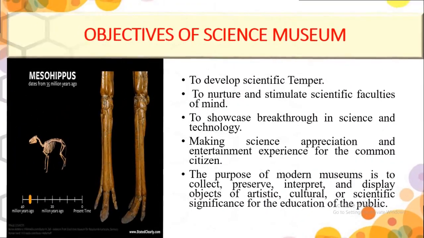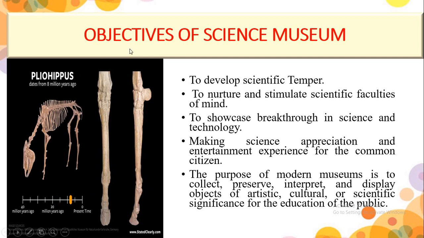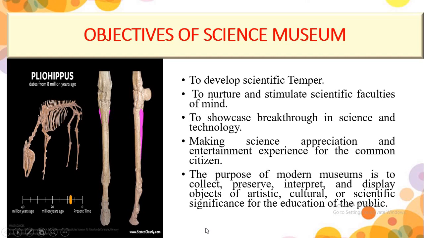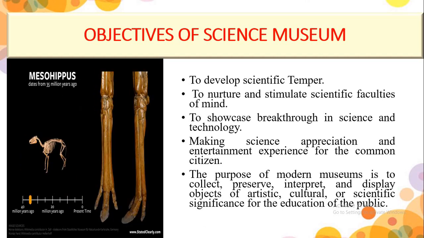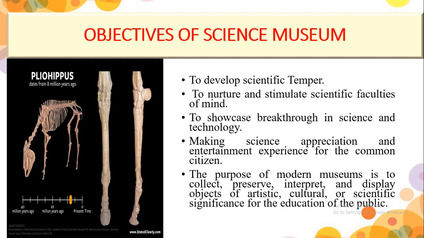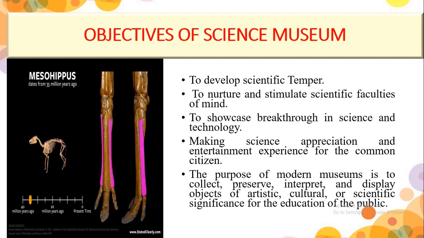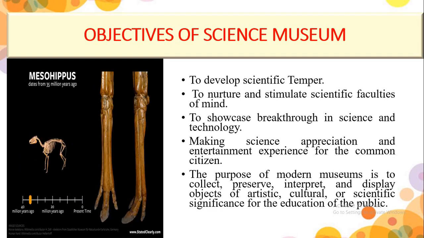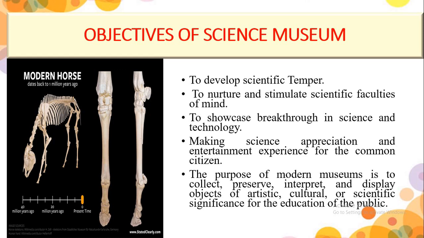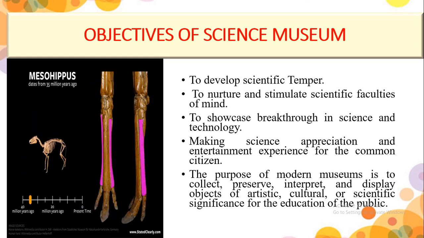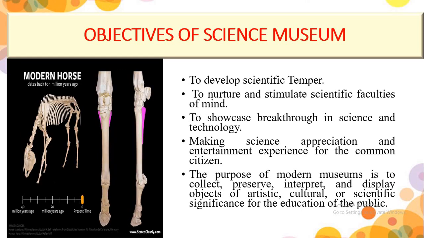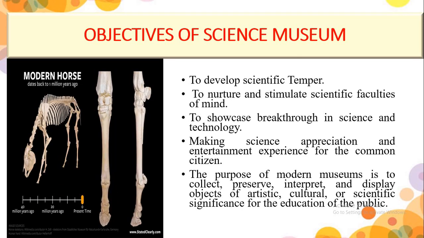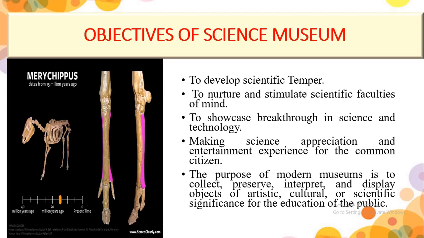Next, we are going to see about objectives of Science Museum. The main objective of Science Museum is to develop scientific temper, to nurture and stimulate scientific faculties of mind, to showcase breakthroughs in science and technology, making science appreciation an entertainment experience for the common citizen. The purpose of a modern museum is to collect, preserve, interpret, and display objects of artistic, cultural, or scientific significance for the education of the public.